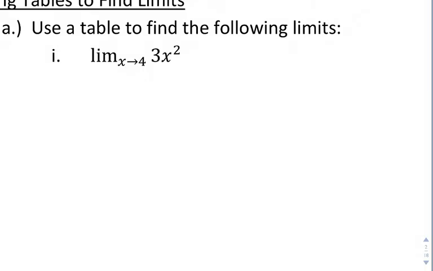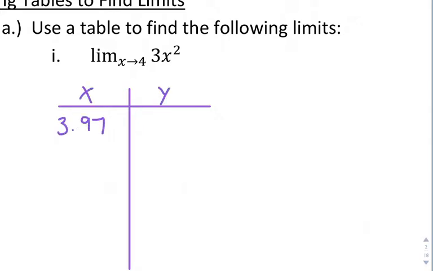Therefore, you can recreate this table on your iPad. I'm just going to draw it out. This is my x value, this is my y. We saw it was 3.97, 3.98, and so on.